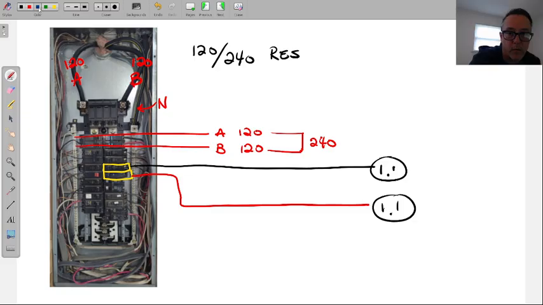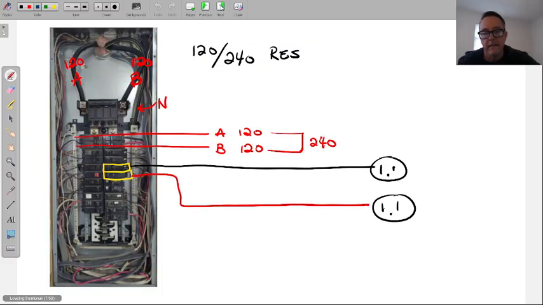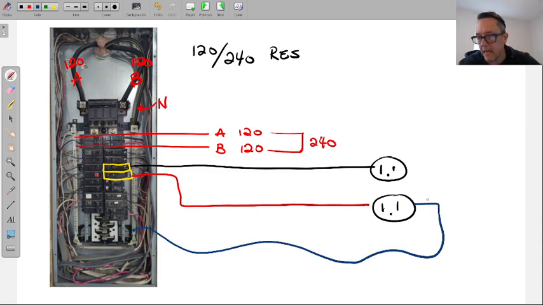Now, neutral, and here's where, going back over to my note, a common neutral. What is a common neutral between both of these? Well, a neutral in which, leaving the neutral bar, I bring over to this outlet, splice however we wire this up, junction box and all those good things, and provide it for the other outlet as well. This is a multi-wire branch circuit with a shared neutral.